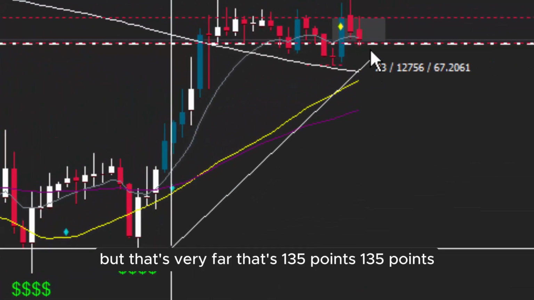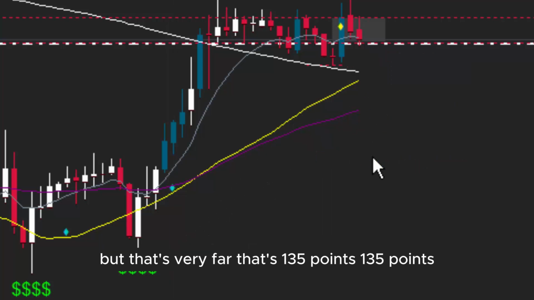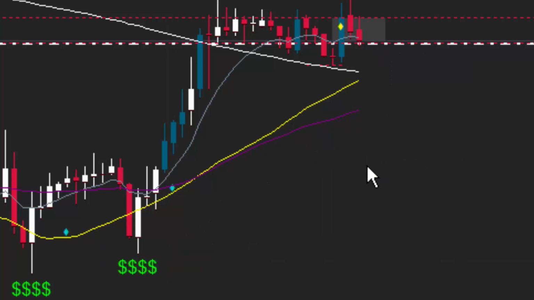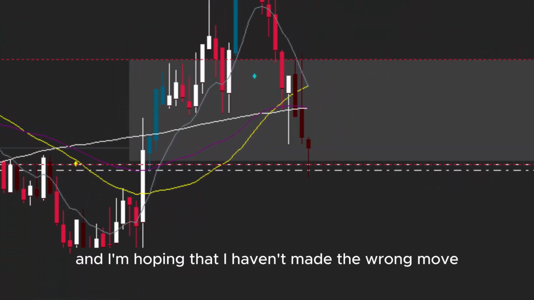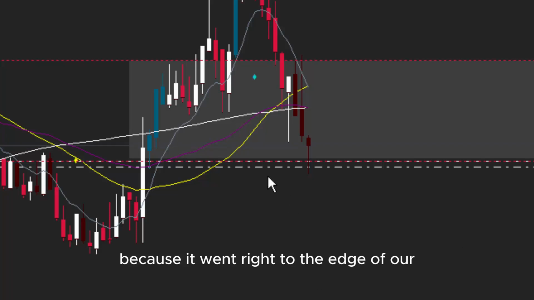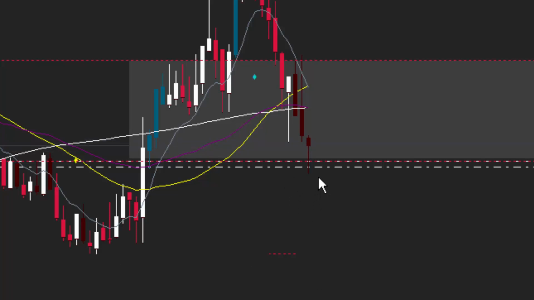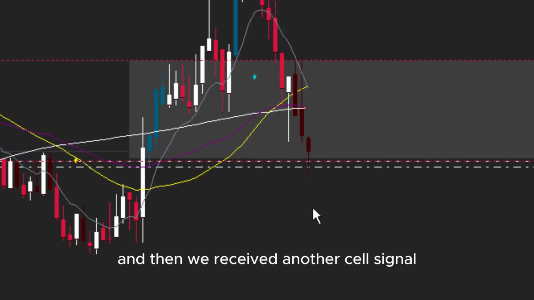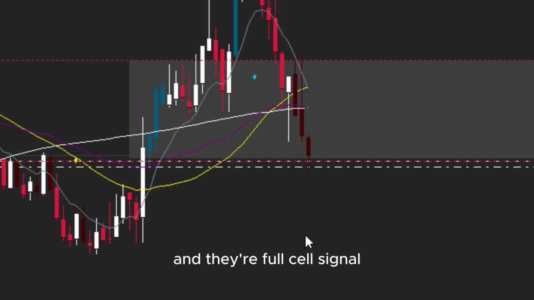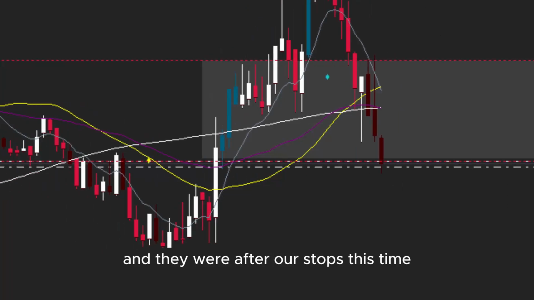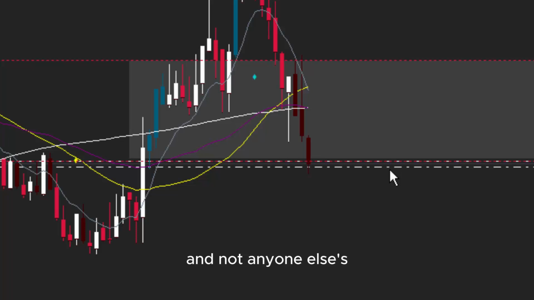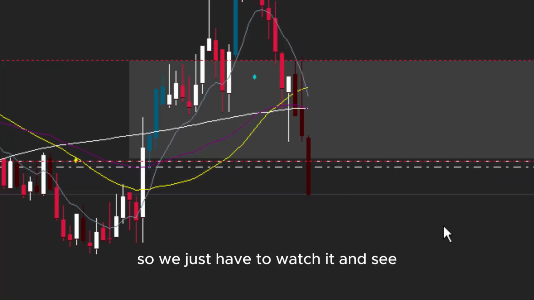But that's very far. That's 135 points. So I don't know where it's going to go. And I'm hoping that I haven't made the wrong move because it went right to the edge of our stop area. But we've received a signal, and then we received another sell signal, and they're full sell signals. So we can only assume that that's what's happening at the moment. And they were after our stops this time and not anyone else's. So we just have to watch it and see.